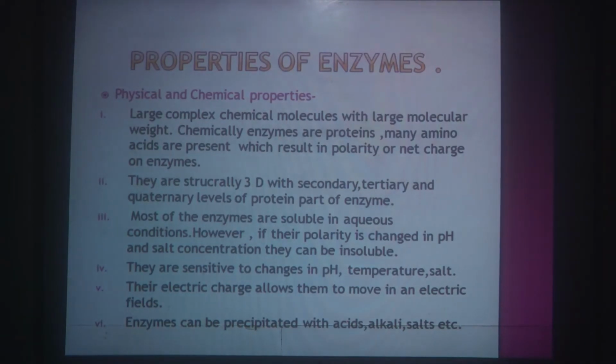Next point is properties of enzymes. First we have to see physical and chemical properties. First point, large complex chemical molecule with large molecular weight. Chemically, enzymes are proteins. Many amino acids are present which result in a polarity or net charge on enzyme. Enzymes are nothing but protein, and protein is made up of amino acids, and some amino acids have a charge, so that enzyme has a charge, that is, it has a polarity.